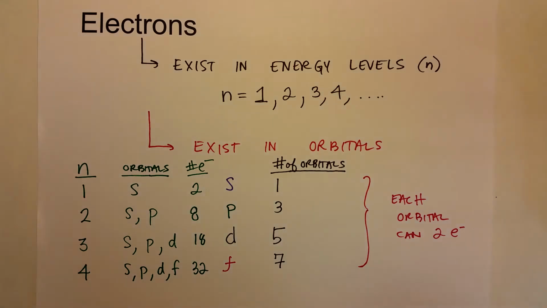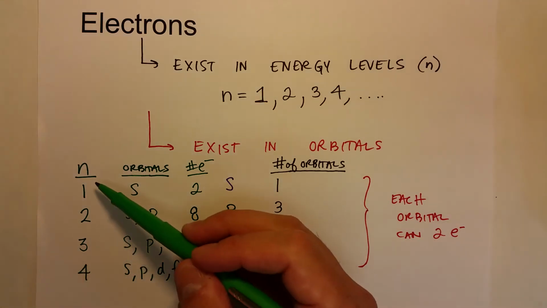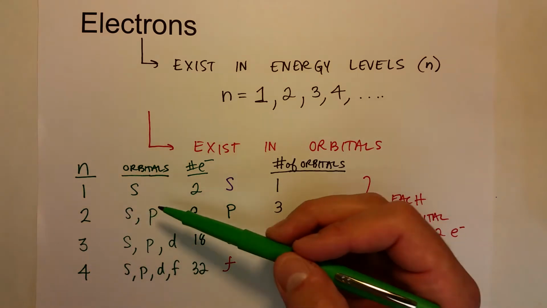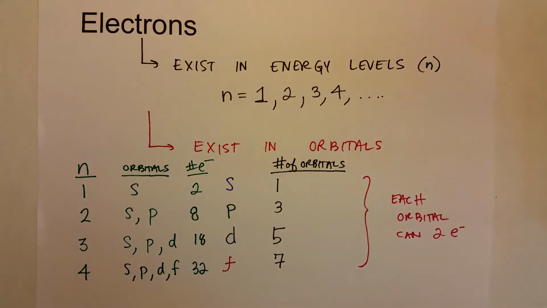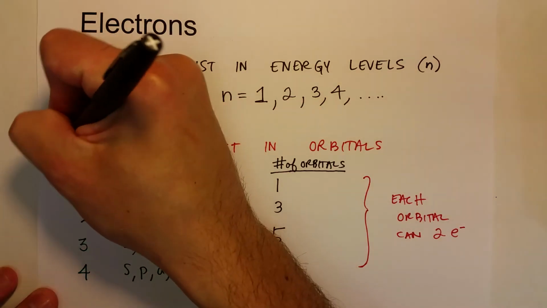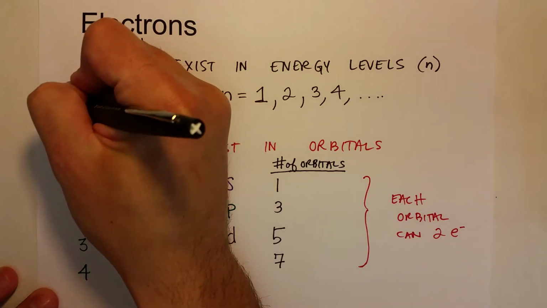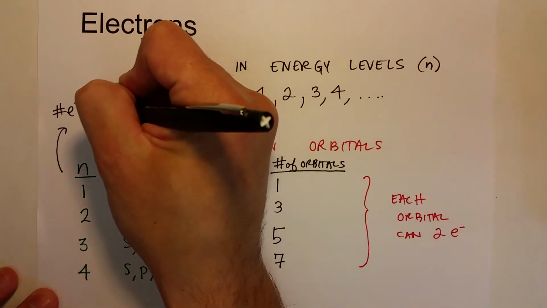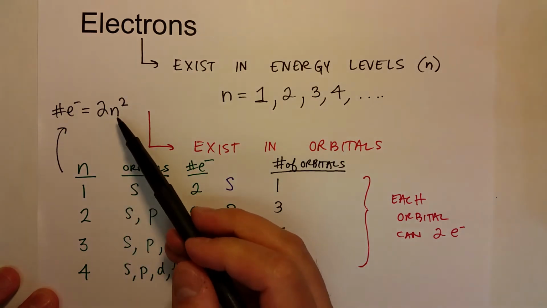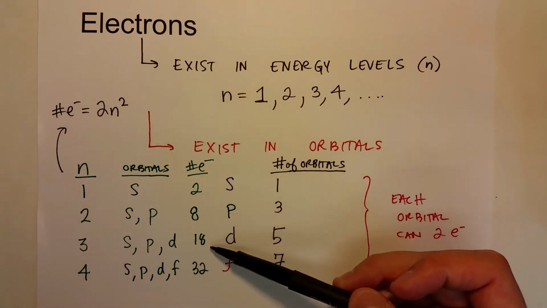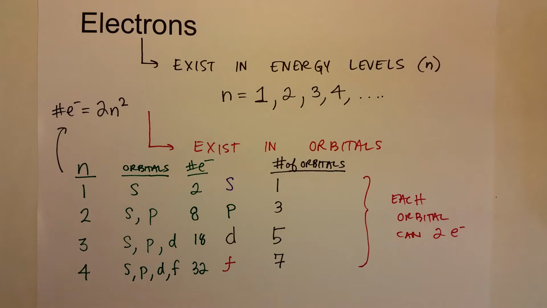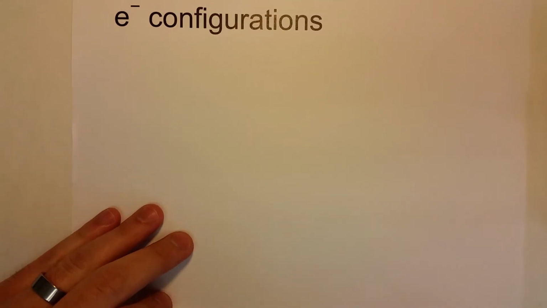Okay. For the most part, we're just going to have to deal with the first 3 energy levels, and for the most part, the elements that are the most important in this course primarily only have electrons in the s and p orbitals. A good way to figure out how many electrons each energy level can hold is a simple equation: number of electrons equals 2n squared. Whatever energy level you're in, square it, and then multiply by 2, and that will give you the 2, 8, 18, or 32 numbers.